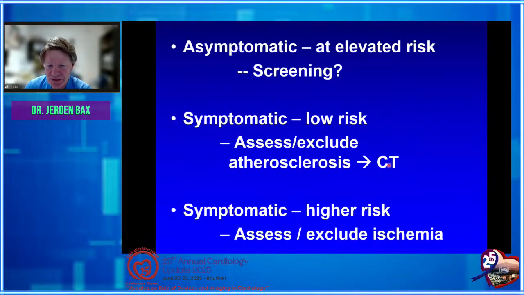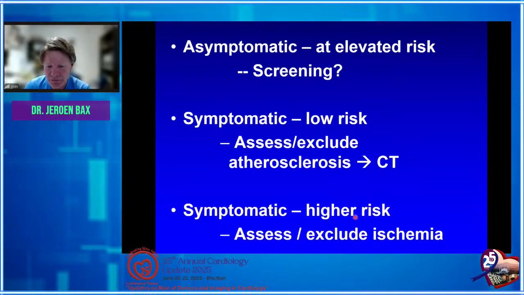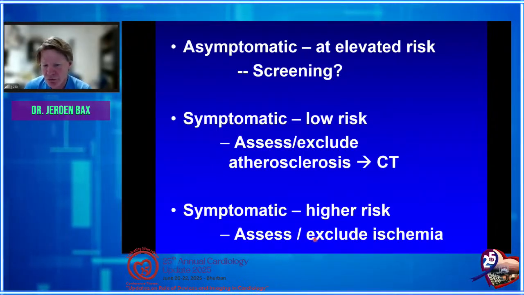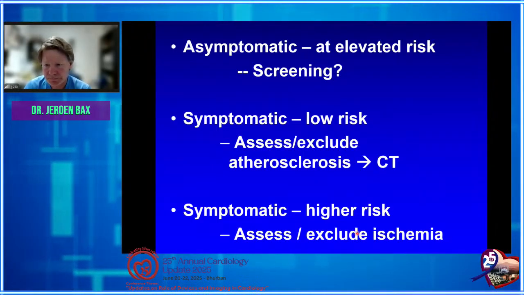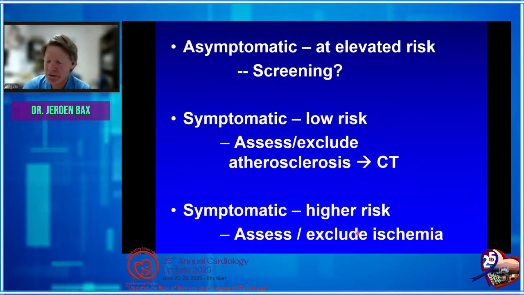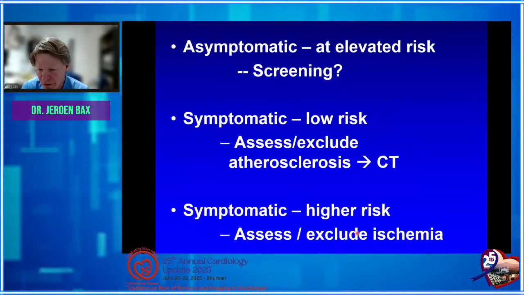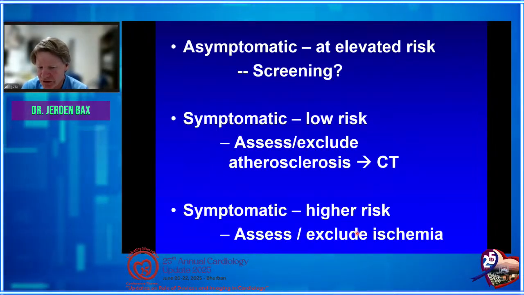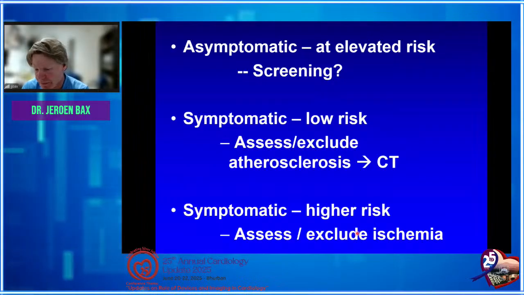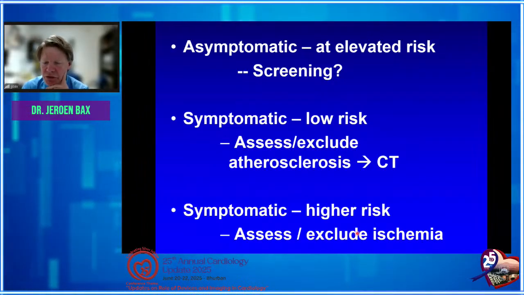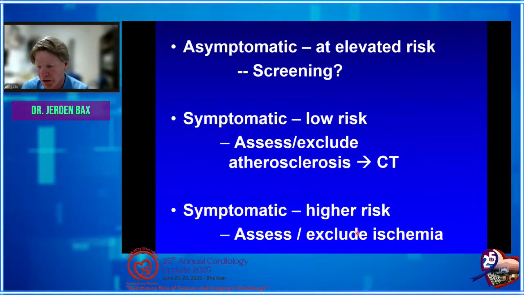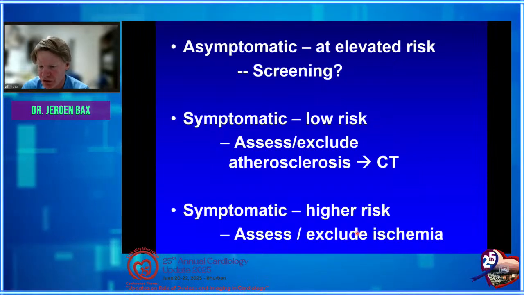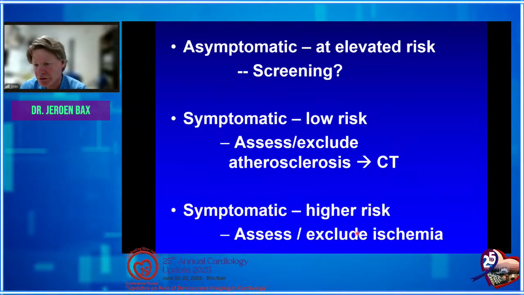We do a CT scan. In the symptomatic higher risk, here we do immediately ischemia testing. That was all I had to say. Very simple, actually. We work more and more with CT scans, and then we do an ischemia test if we feel that is needed. Sometimes, and that depends completely on the heart team decisions, we do immediately, based on the CT scan, just purely stenosis-driven revascularization.